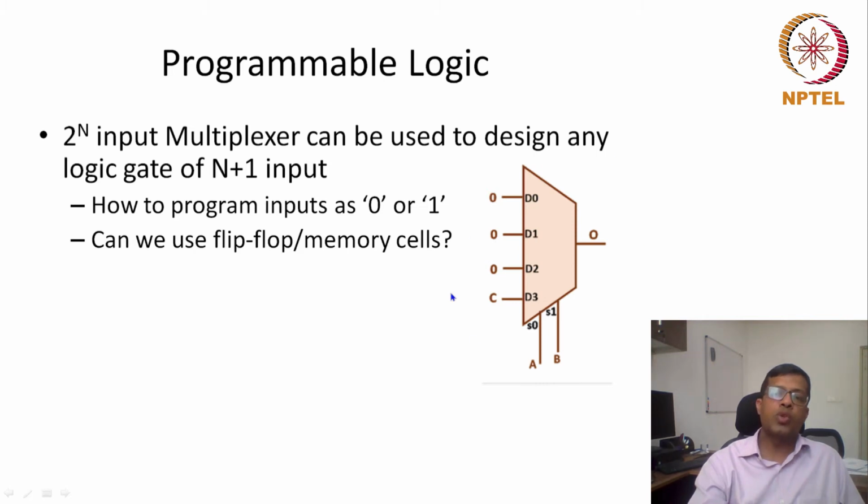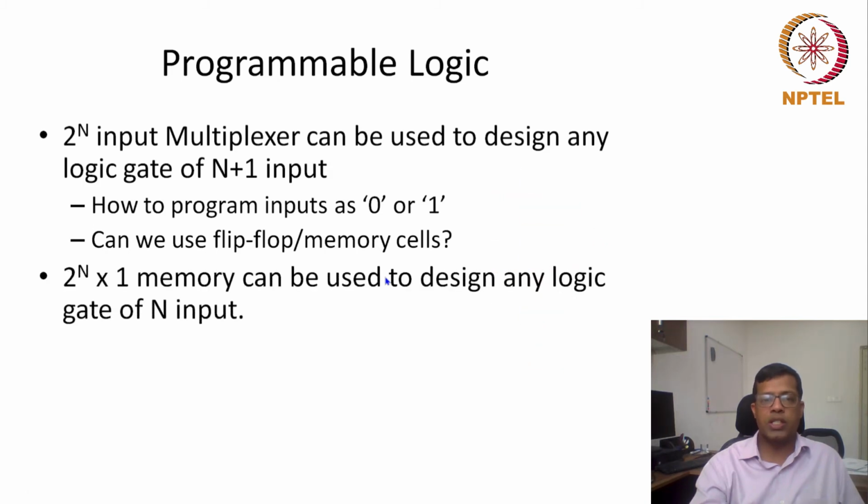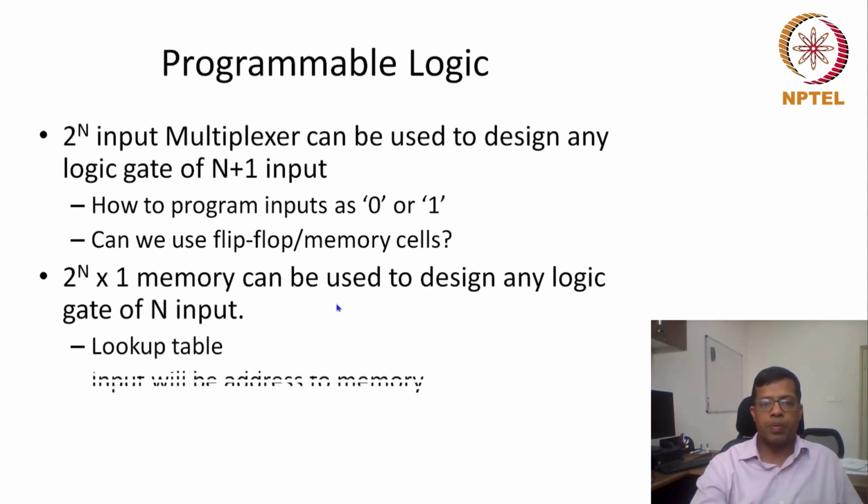So if you would like to use this mux as a flip flop or a memory cell, then it would be difficult. So what is typically done is that we have a specific flip flop or a memory cell assigned to this. Finally, how would this 0 and 1 be given? A 2 to the power n into 1 memory can be used to give the inputs to make this configurable. This memory of 2 to the power n into 1 is also called a lookup table.